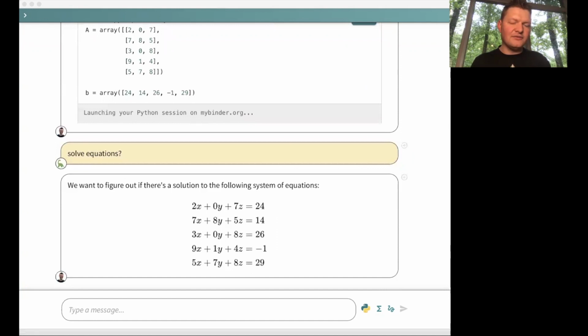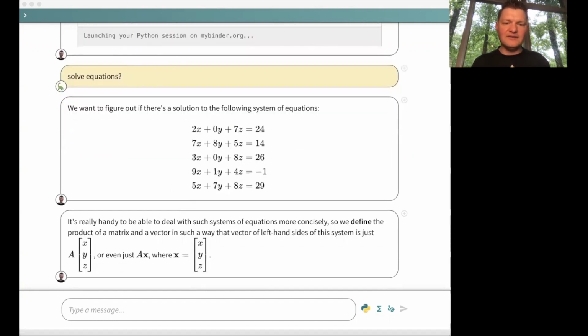And the thing is, it's really handy to be able to compactify these simultaneous systems and deal with them in terms of small algebraic expressions. So what we do is we define the product of a matrix and a vector in such a way that this collection of left-hand sides, this vector of expressions, is just A times the vector X, Y, Z. We might abbreviate that even further by writing the collection of weights as a boldface X, and then we just write A times X.